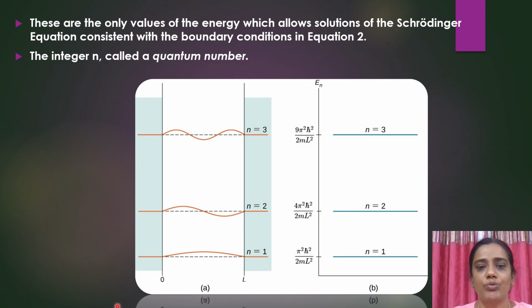For n equal to 1, the energy value is pi square h cross square by 2mL square. When n equal to 2, that is the first excited energy state, the energy value is 4 pi square h cross square by 2mL square. Similarly, for n equal to 3, the energy value becomes 9 pi square h cross square by 2mL square.